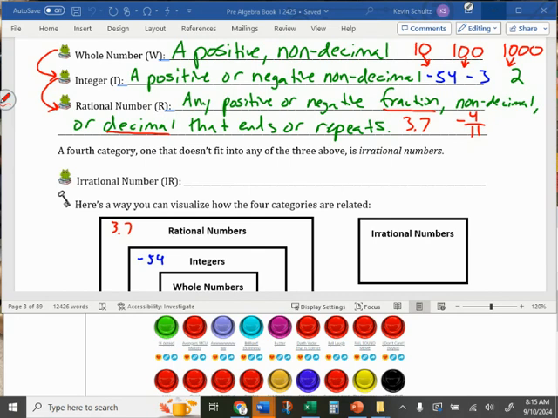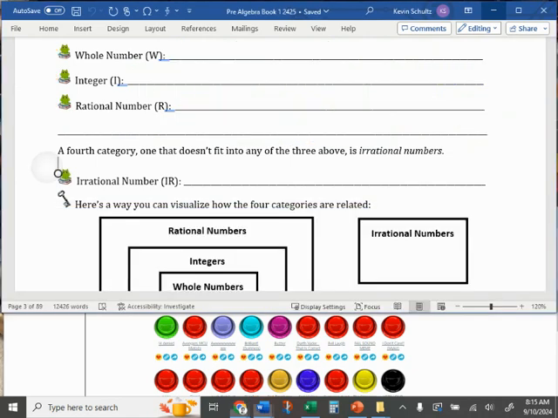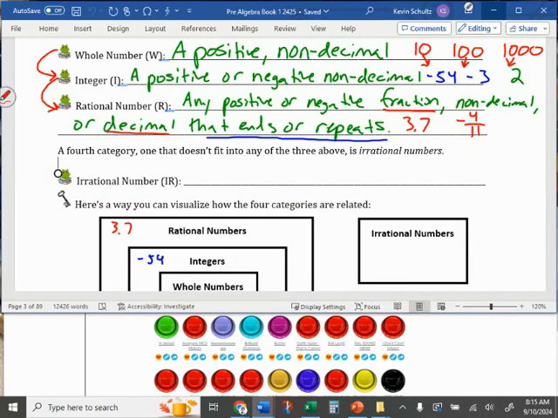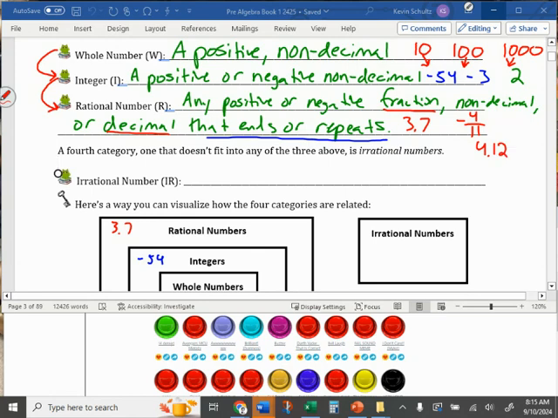How about this last section here? Decimal that ends or repeats. Who knows what the symbol is to show that a decimal repeats? Yeah. I like the line on top. Job well done. Okay. So say we have something like 4.12121212121212, right? And it repeats. The shortcut is to put that little bar over the 1 and the 2, and that's mathematically telling you that that 1, 2 repeats for every number. Okay? Because that decimal repeats, it's considered rational.